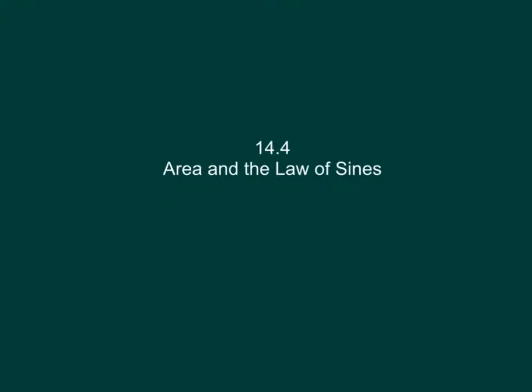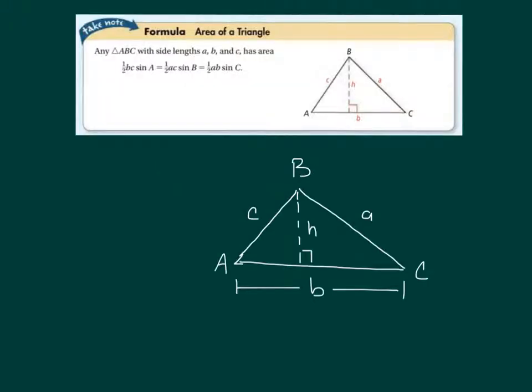Today we're talking about a new formula for area of a triangle as well as the law of sines, which is helpful because it allows us to use the sine function in any triangle, not just in a right triangle. So first off, the new formula for area here is 1/2 BC sine A, or 1/2 AC sine B, or 1/2 AB sine C.